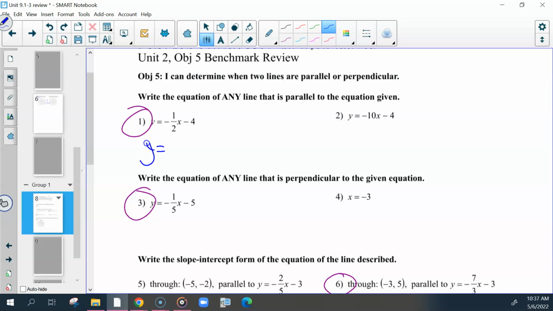-1/2. So I'm going to start off y equals -1/2 x. Your y-intercept can be anything you want except -4. So someone give me a number. 5,687. 5,000 is good. Any number besides -4. Questions on that?